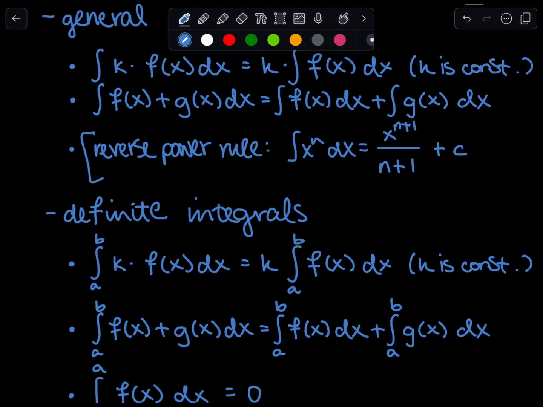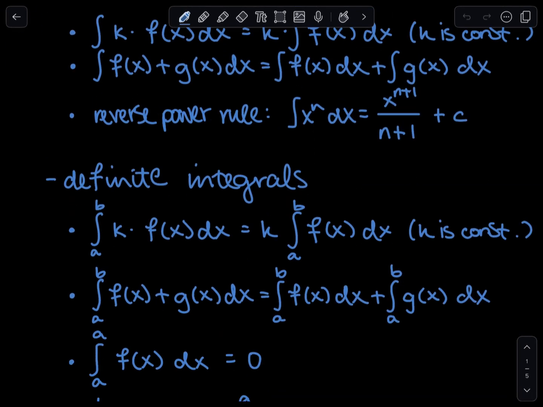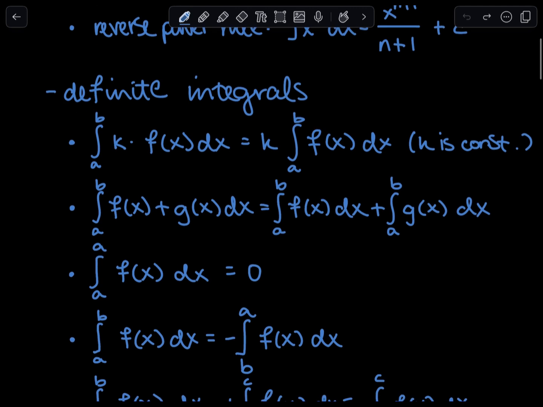We'll skip the reverse power rule for a second. If you have definite integrals with boundaries, a and b, whatever they are, you can still take the constant out, as shown here, and just get that constant times the integral of the function itself. Now same for addition. Just like before, you can split the integral, as shown here. You just have to be careful to keep the boundaries the same everywhere. Okay, so a and b, a and b, and a and b.